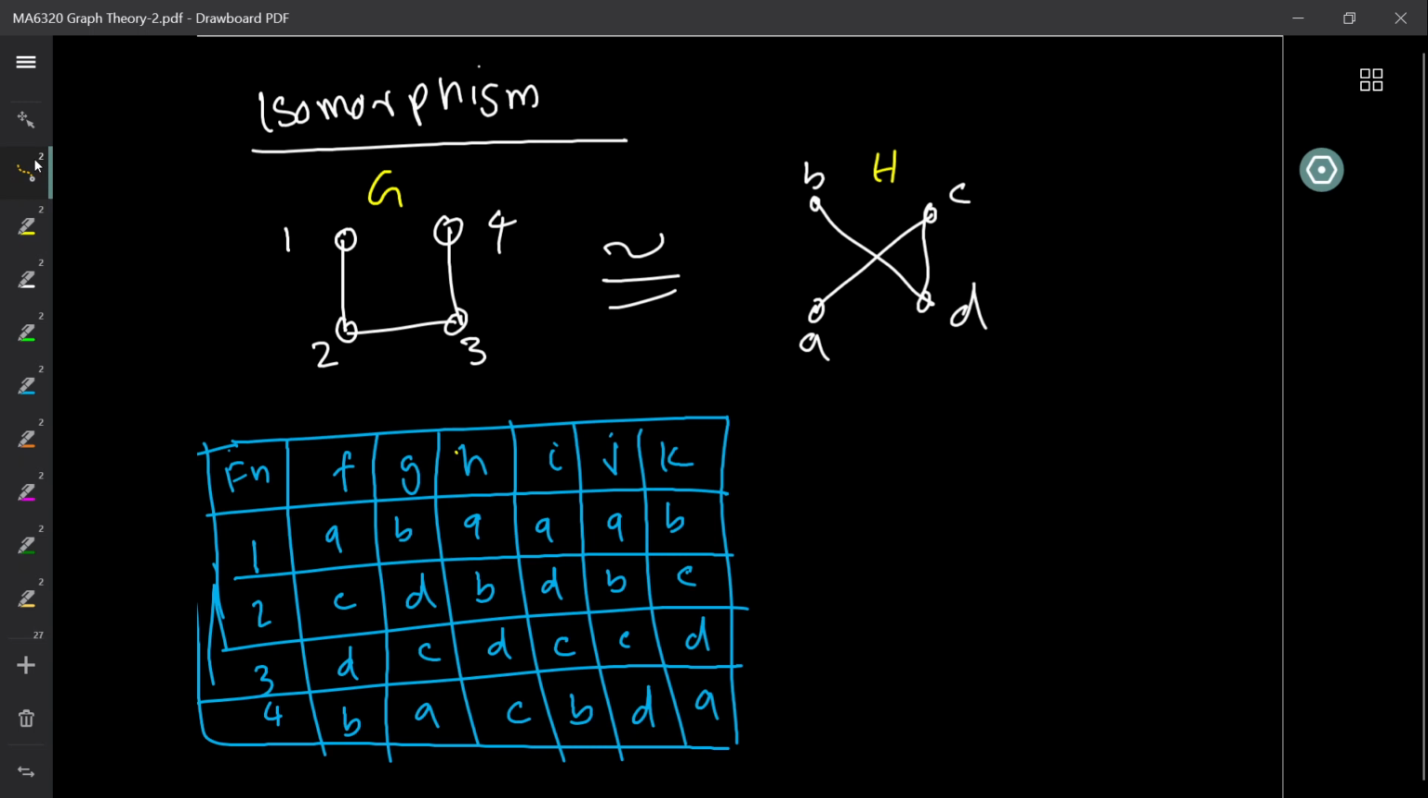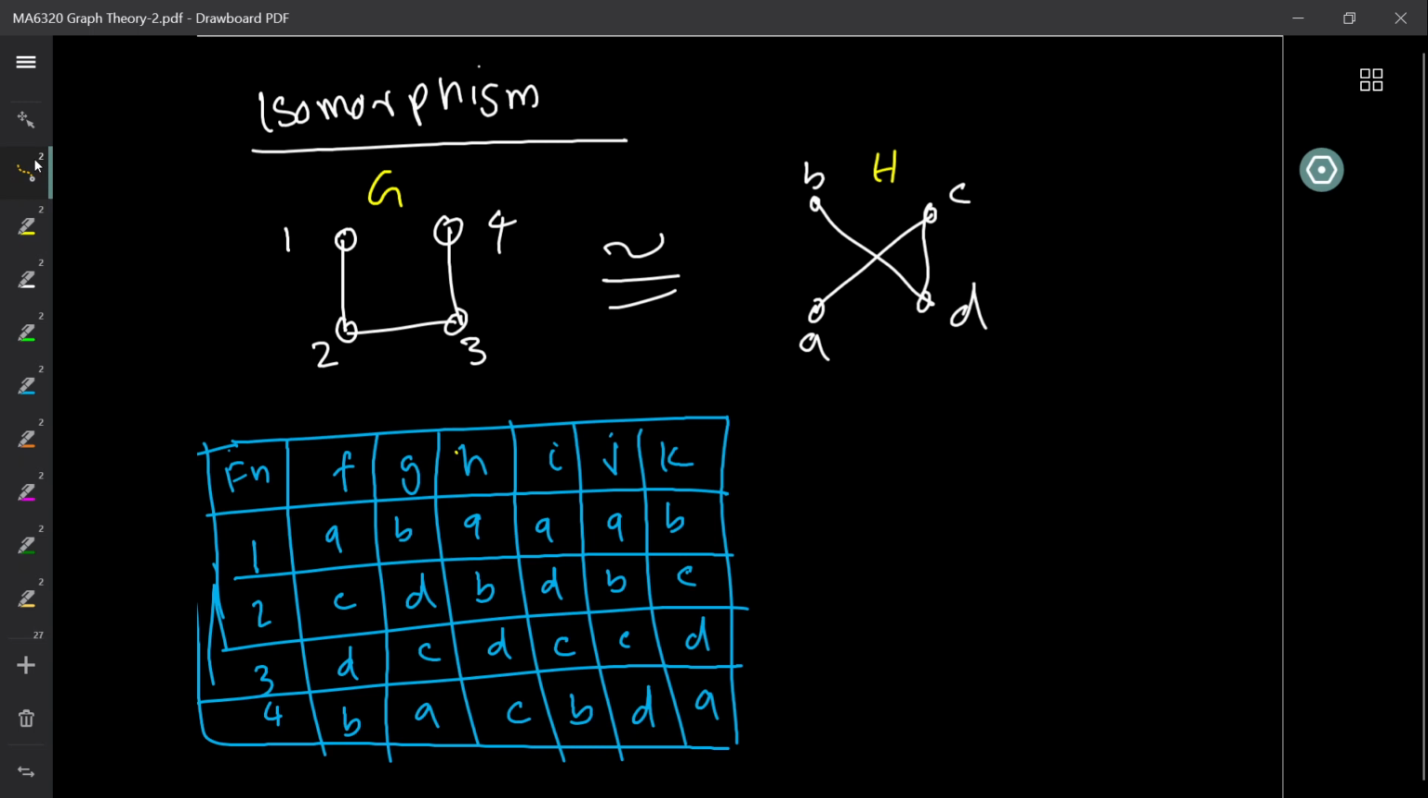Then the second is that we know that edges must be preserved, right? So if UV is an edge in the graph G, then f of U, f of V must be an edge in the graph H. And similarly, whenever UV is not an edge, f of U, f of V must not be an edge. So the edges and non-edges must be preserved. That is the definition of the isomorphism. So if the number of edges is different, then again we know that there is no isomorphism between two graphs. So here again we can check that the number of edges is also the same.